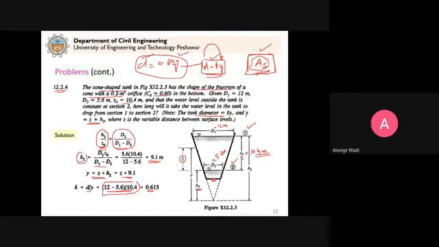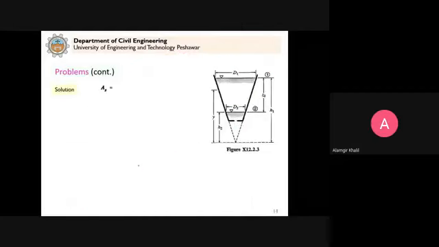But because we have to express this in terms of Z, not Y, AS is pi by 4 D square, D will be equal to 0.615 times Y, but now Y we have to replace by Z. So AS is equal to 0.297 into Z plus 9.1 whole square. So now your AS is expressed in terms of Z. So now with dz and Z, we will be able to evaluate the integral to calculate the time for water level to come from 1 to 2. Now the question is easy.